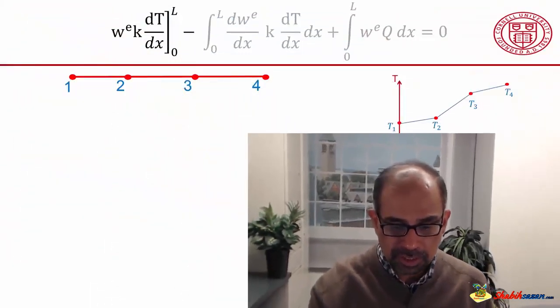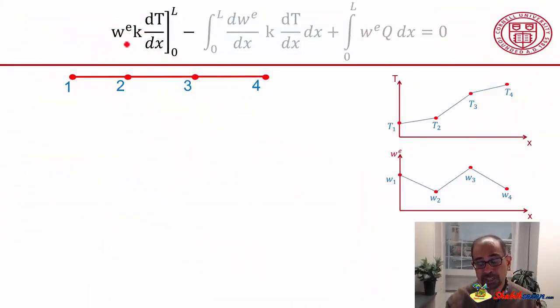I've given you an overview of how you go from the weak form to a set of algebraic equations. Let's unpack that a little bit more by going to each term in the weak form and see how they affect the algebraic equations. Let's consider the first term in the weak form here. So I've grayed out the other terms, and we are focusing on this term.